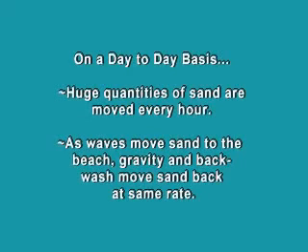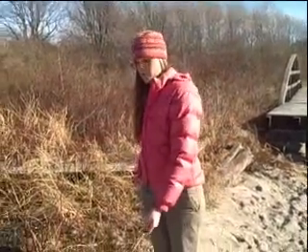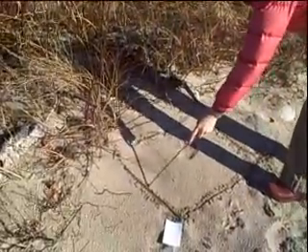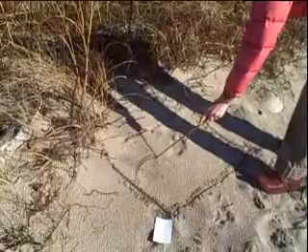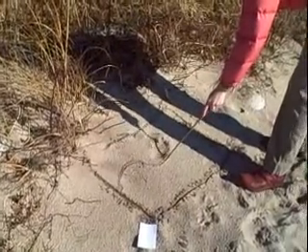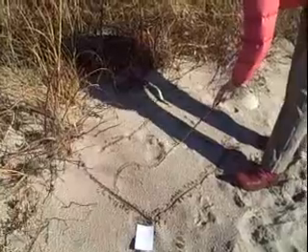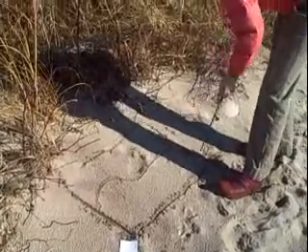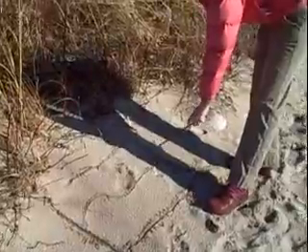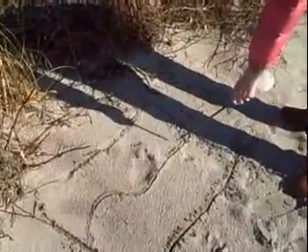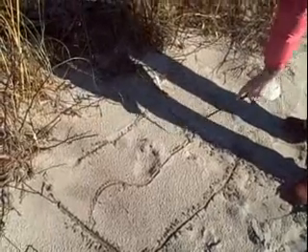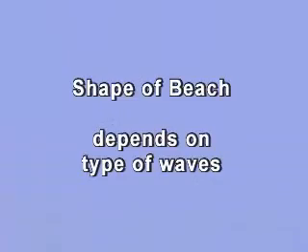On a day-to-day basis, huge quantities of sand are moved every hour. As waves move sand to the beach, gravity and backwash move it back at the same rate. Let's take a look at my sandboard here. Up here, we have the crest of the beach, which folds down into the face, and the trough is located right around here, and that goes down into the longshore bar. The longshore bar is the area beyond the area where the waves crash on the beach, but where they begin to crash. The shape of a beach depends on the type of waves that beach has.